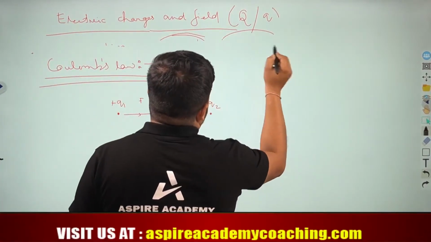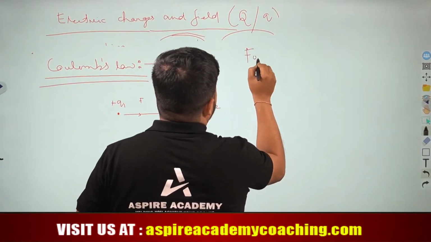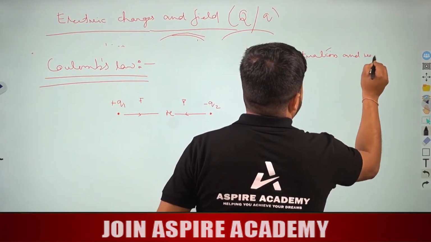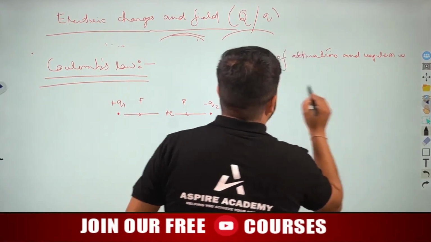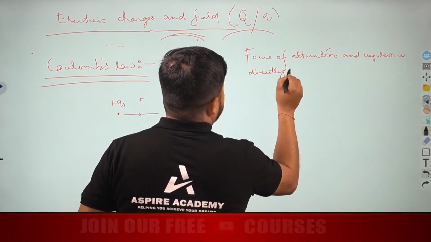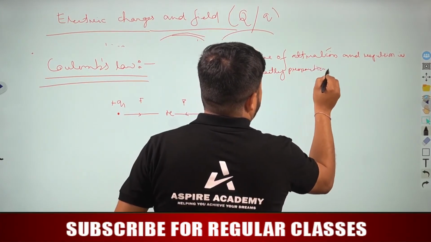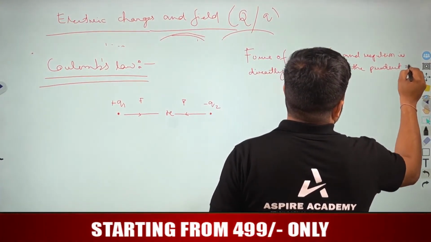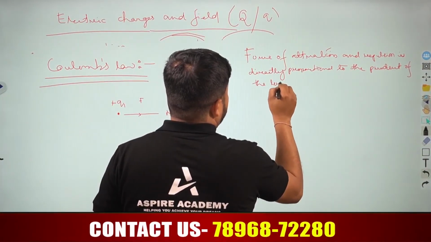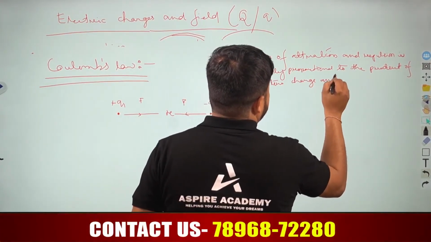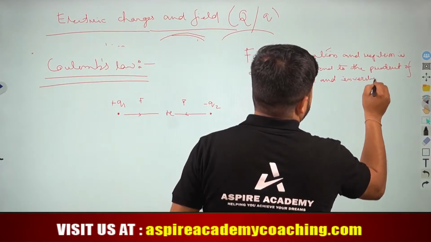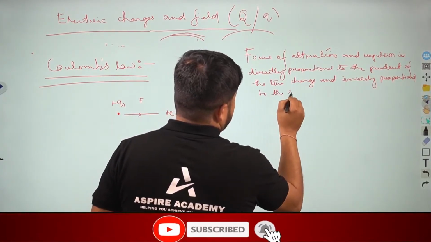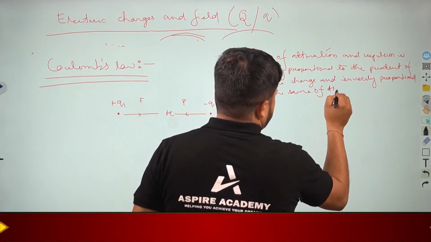Coulomb stresses this first: the force of attraction and repulsion is directly proportional to the product of the two charges, and inversely proportional to the square of the distance between them.